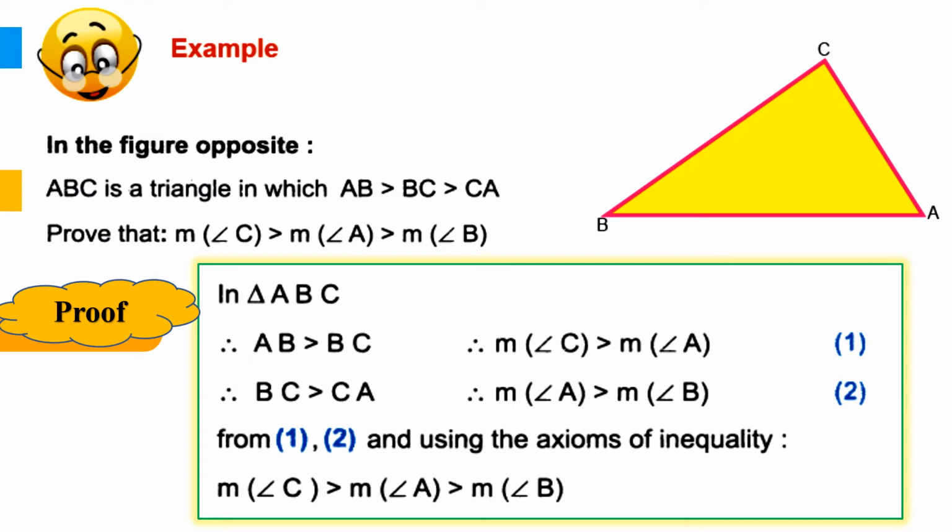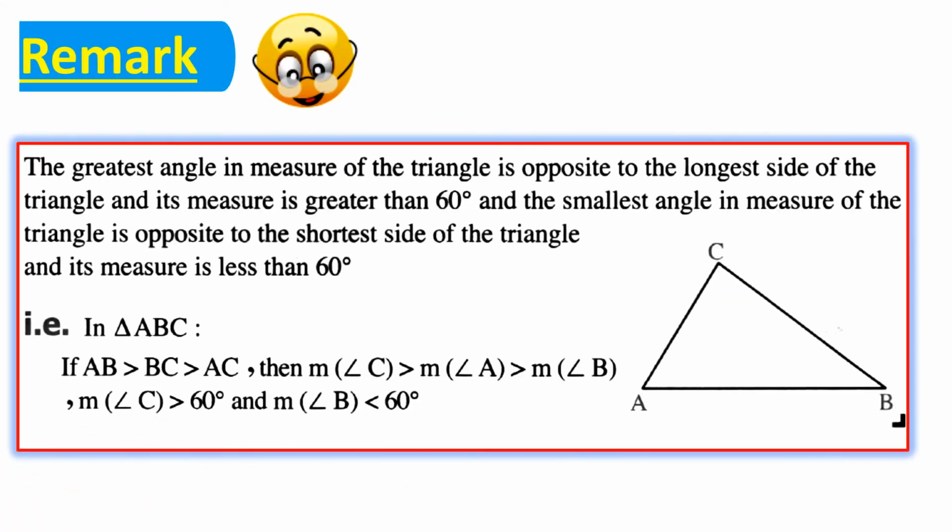From 1 and 2 and using the axioms of inequality, we can deduce that the measure of angle C is greater than the measure of angle A, which is greater than the measure of angle B. Remarks: the greatest angle in the measure of the triangle is opposite to the longest side of the triangle, and its measure is greater than 60 degrees. And the smallest angle in the triangle is opposite to the shortest side of the triangle, and its measure is less than 60 degrees.